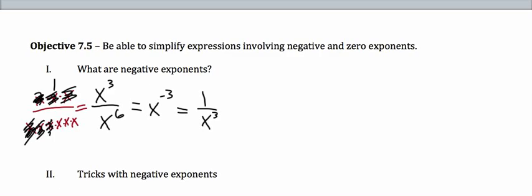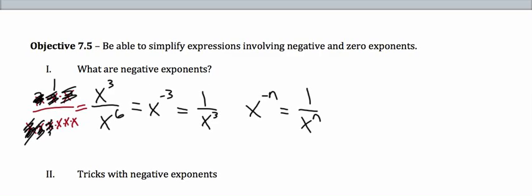This brings us to what our actual rule is. X to the negative n power is always equal to 1 over x to the positive version of that power. So if you want to think of it in terms of a positive exponent, you can. You just have to make it into a fraction then.